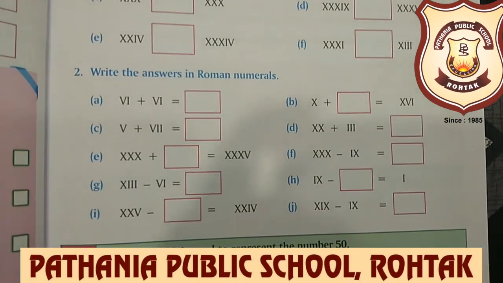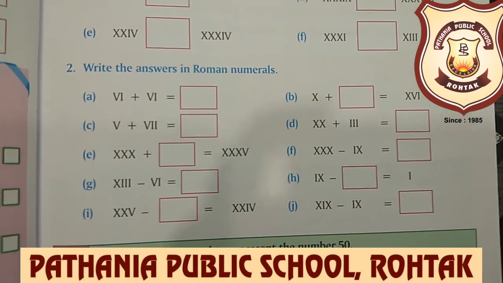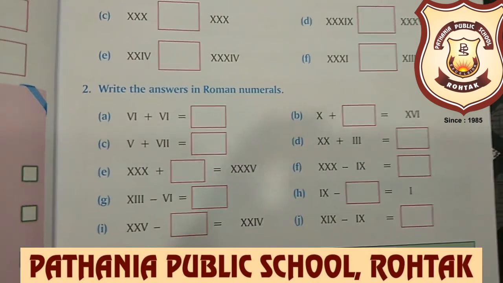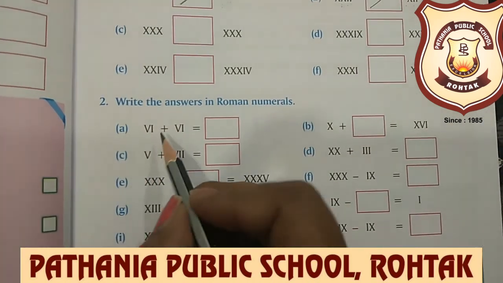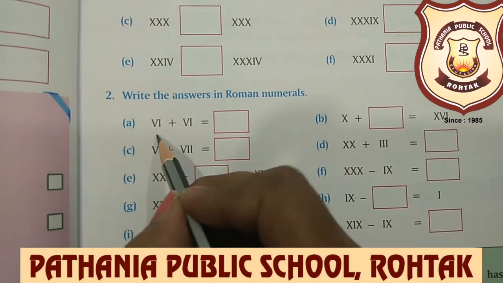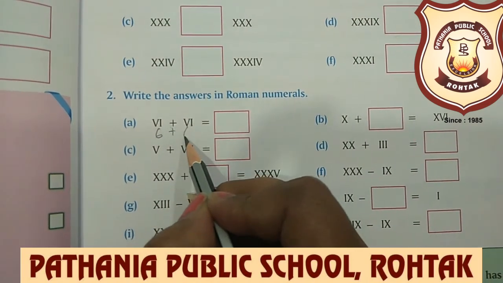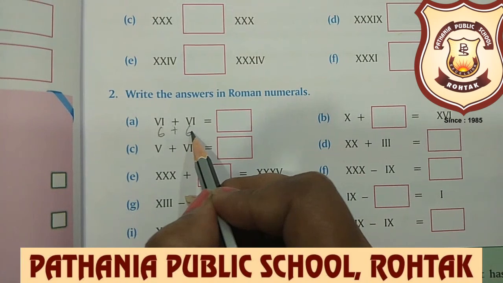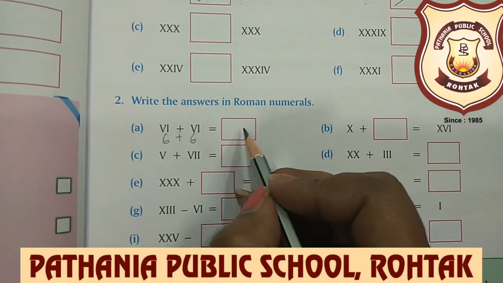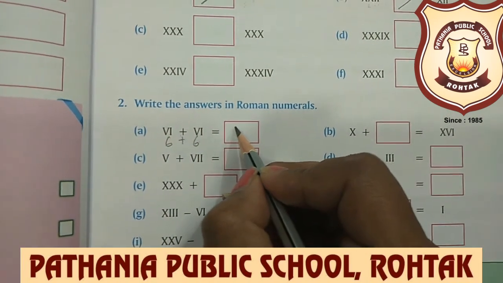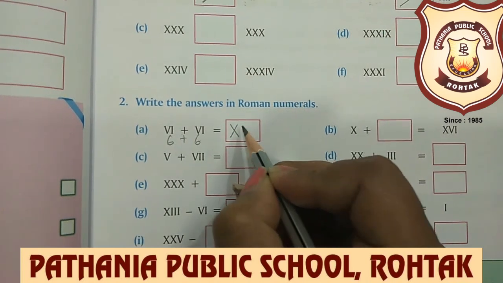Now come to the second question. Question second beta, we need to answer these. Write the answers in Roman numerals. See, VI is 6 plus again VI is 6. Now 6 plus 6 is 12. And how can we write 12 in Roman numerals? Yes, it is XII.